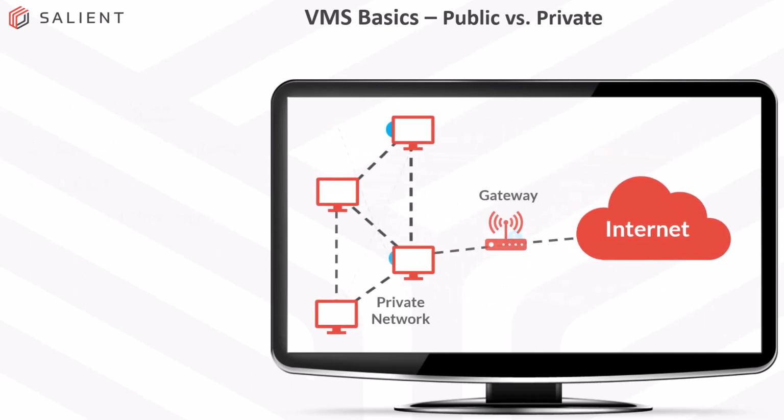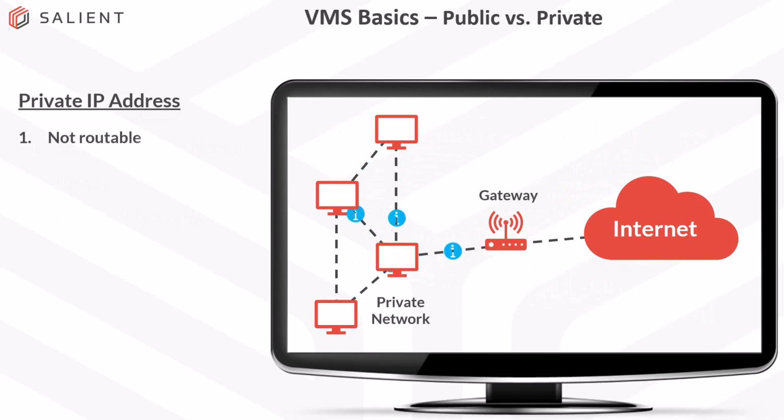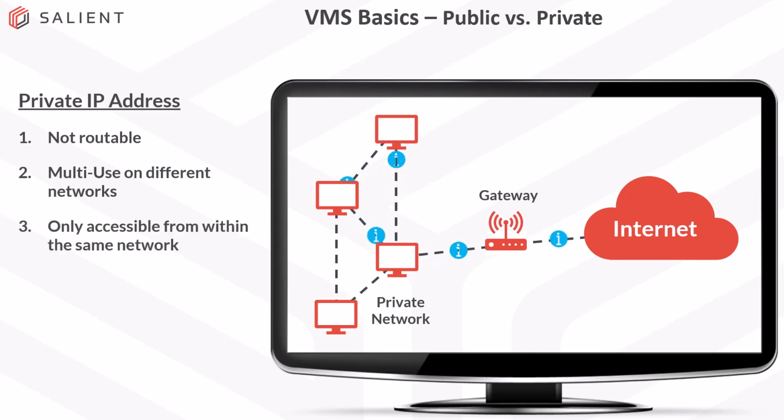Private IP addresses, on the other hand, are assigned to devices but are not routable, meaning they have no direct access to the Internet. Private IPs are not unique, and the same IP can be used on different networks. These addresses are used by businesses or home networks to prevent outsiders from accessing that network, but they allow communication between all the devices on the private network. Internet access is available through a gateway.